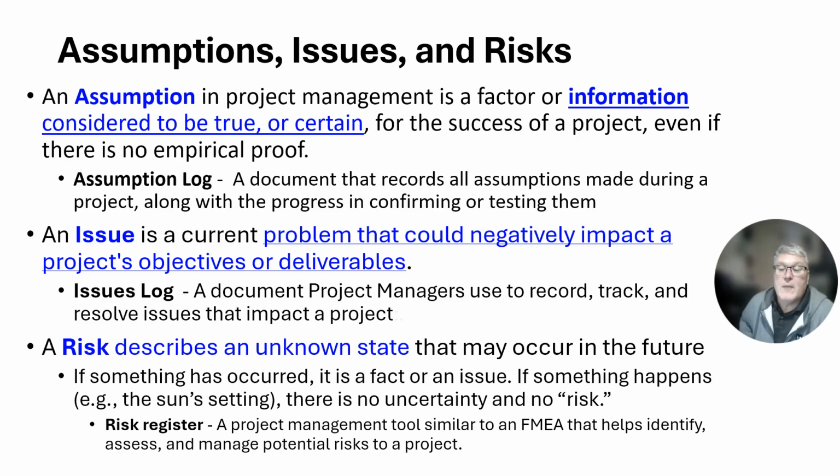Then there can be an issue. An issue is a current problem that could negatively impact a project's objectives or its deliverables. An issues log may be kept by a project manager. The project manager will record, track, and try to resolve issues that occur during the course of the project. A risk is described as an unknown state that can influence the future. If something has occurred, it is a fact or an issue. If something is happening and there is no certainty, then it can lead to a risk, but there's also certainty to it.